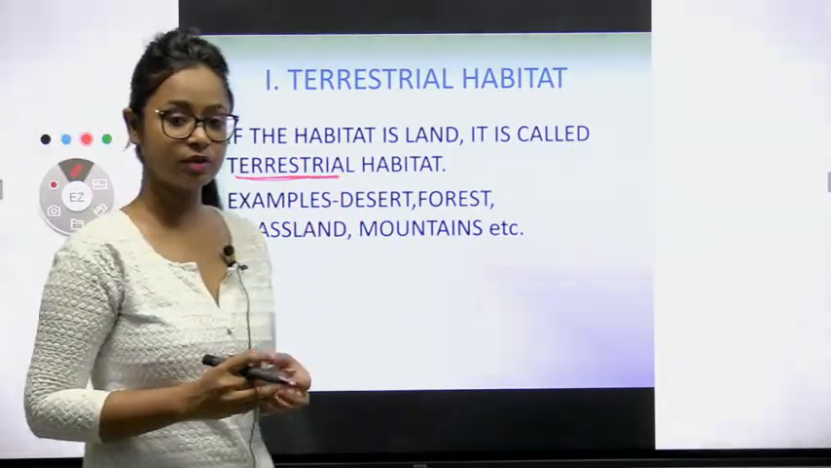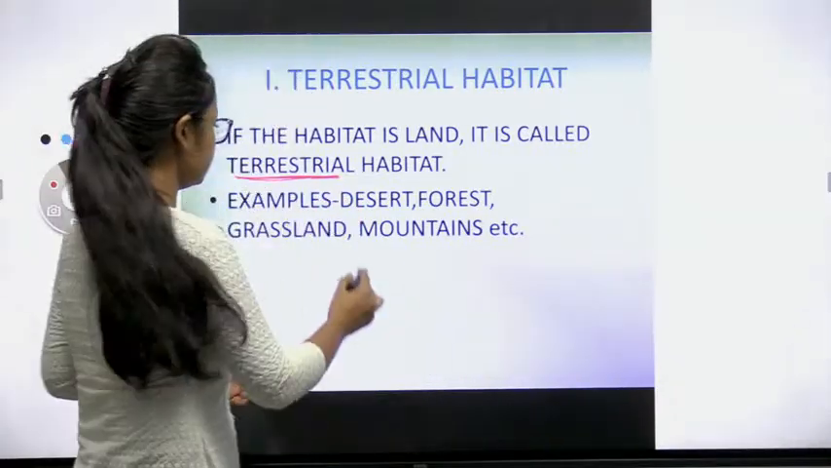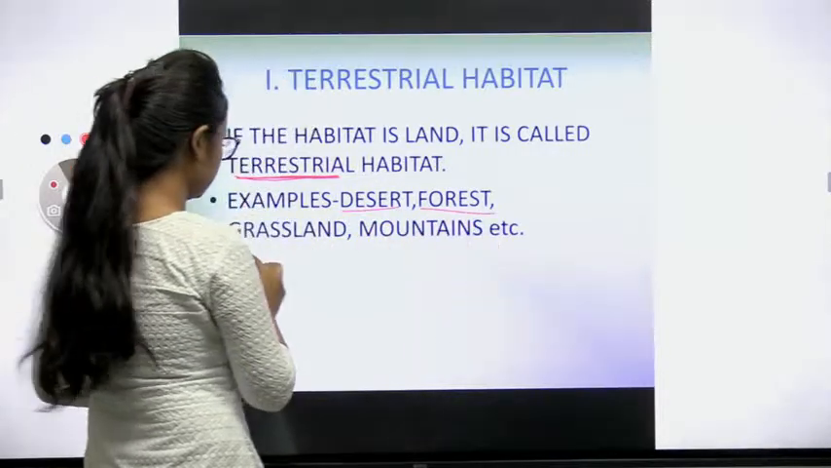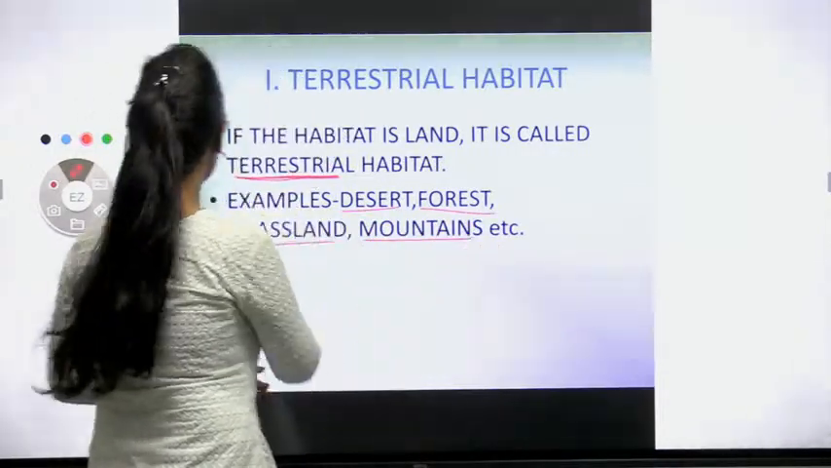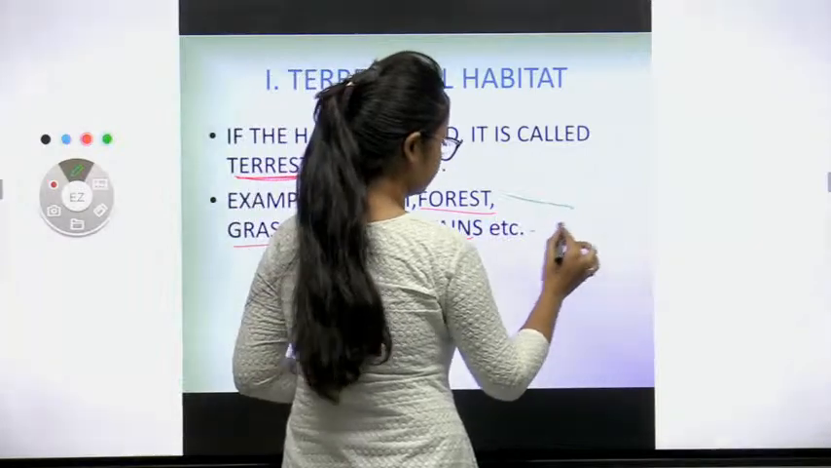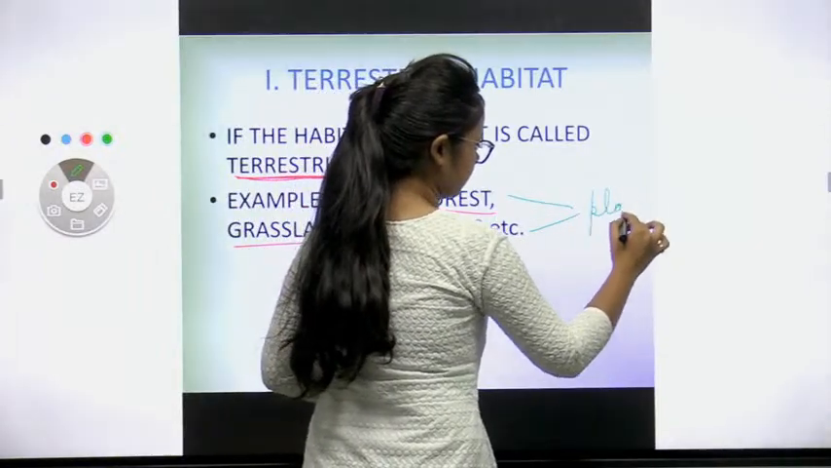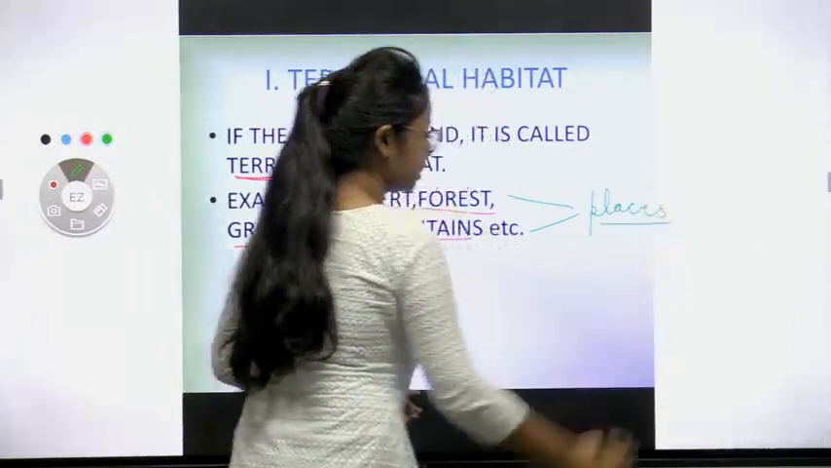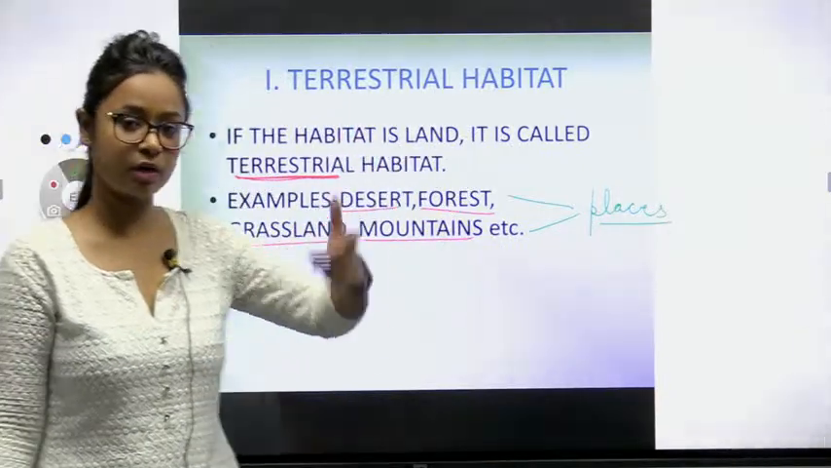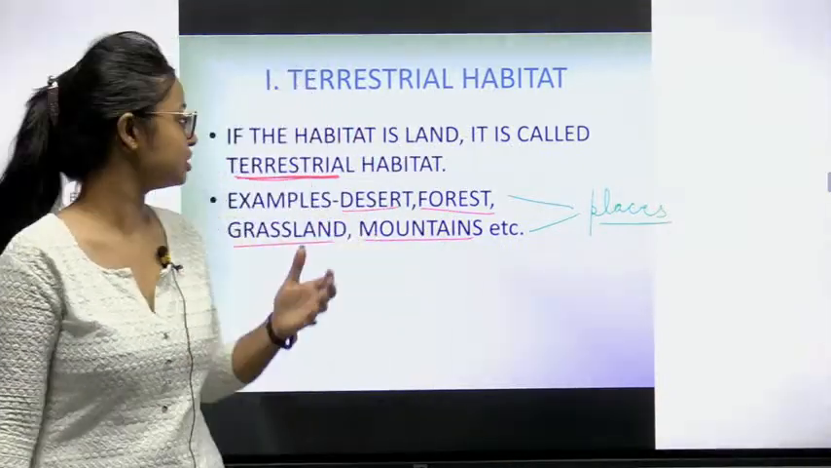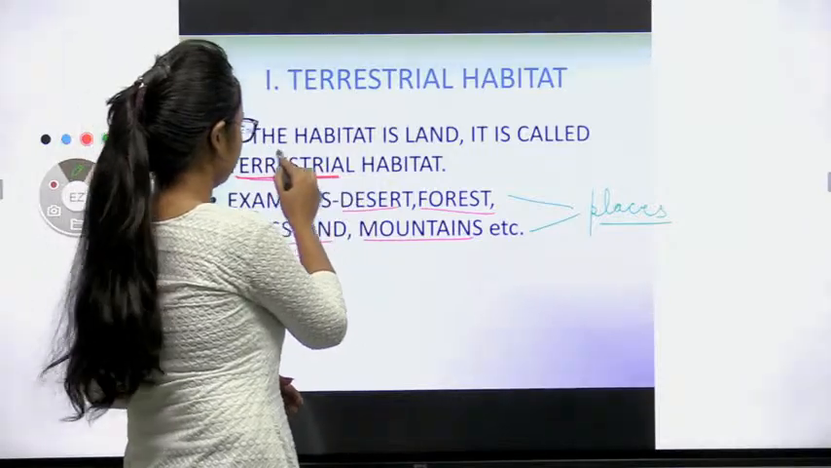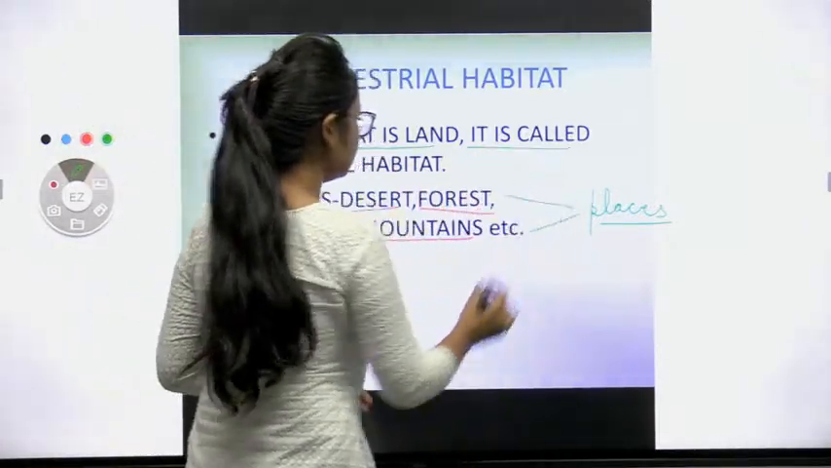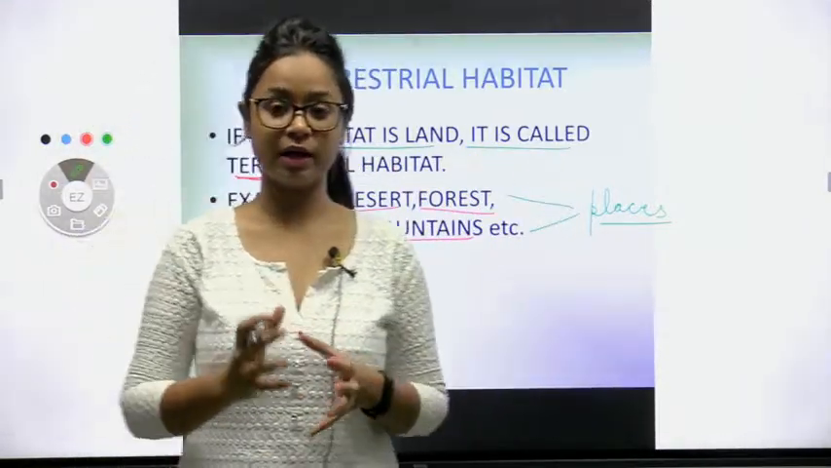And the places which are included in this are desert, forest, grasslands, mountains. These are the places which are included in a terrestrial habitat. And what is a terrestrial habitat? The animals which live on the habitat. If the habitat is land, it means an animal who lives on land for their survival.